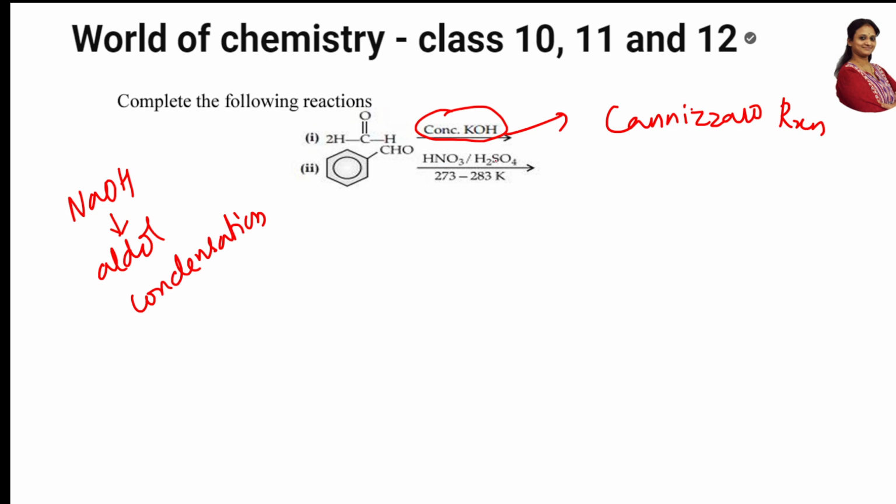Now HNO3 plus H2SO4 is a nitrating mixture. Correct? This is a nitrating mixture. So what will it do? It is going to add the NO2 group. So it is going to add an electrophile, that is NO2. And what is NO2? It is a meta-directing group. Correct? It is meta-directing. So shall we write both the products? Yes. Let us start the reaction.